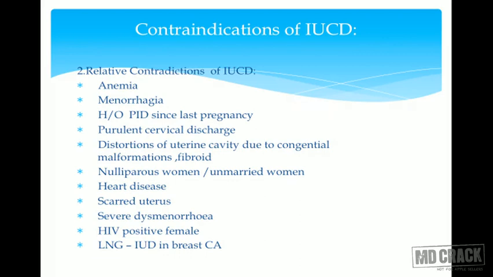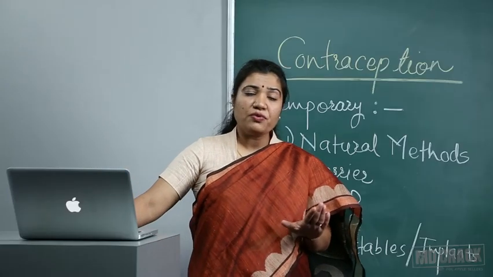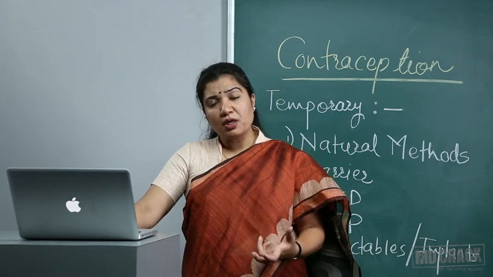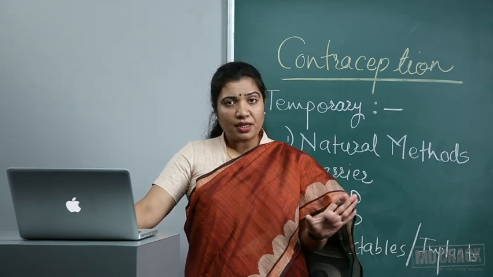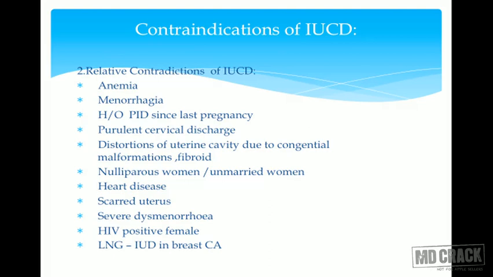Relative contraindications, there is a big list: anemia where the bleeding would be more, menorrhagia, PID, purulent cervical discharge, if there is distortion because of certain anomalies, congenital malformations or fibroids, nulliparous women. Nulliparous women till now were not given copper T, thinking that it may lead to permanent damage, in the form of maybe PID or because of some injury to the cavity. But nowadays new thoughts are coming, or new studies are saying that it can also be used. But till now your books say that nulliparity is a contraindication for copper T insertion. Nulliparous woman, unmarried woman, is a relative contraindication. Heart disease, again chances of endocarditis, scarred uterus, severe dysmenorrhea, HIV positive female, and breast cancer.